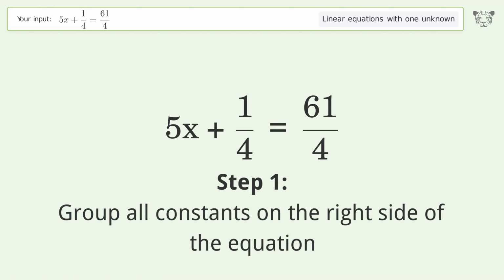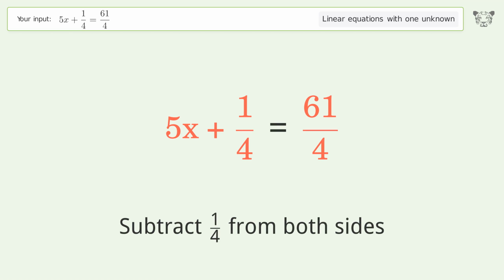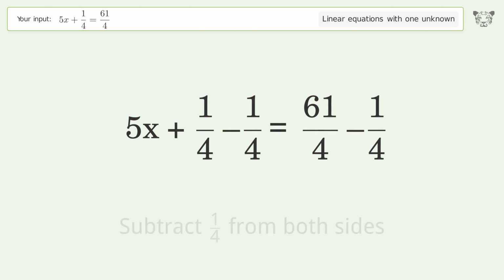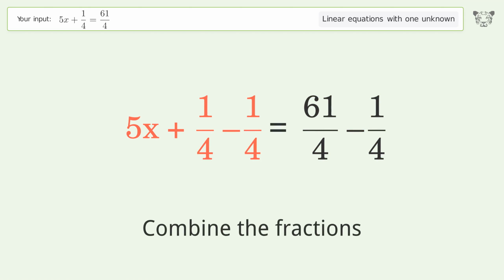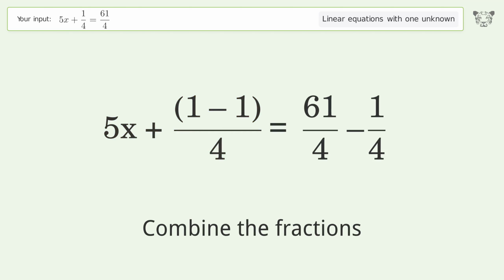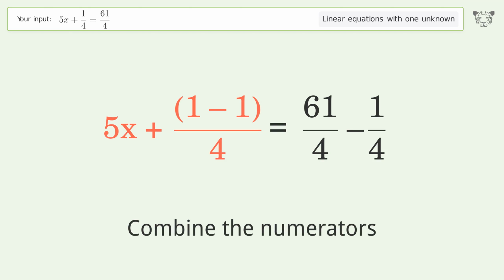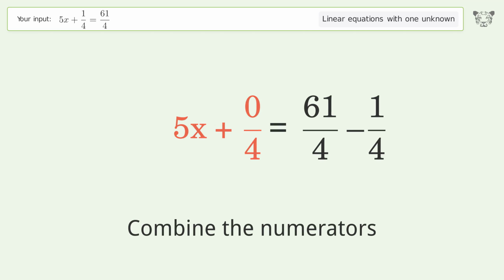Group all constants on the right side of the equation. Subtract 1/4 from both sides. Combine the fractions. Combine the numerators. Reduce the zero numerator.